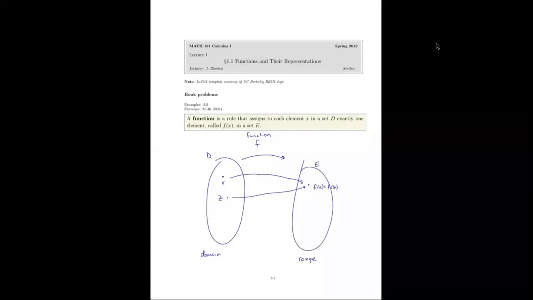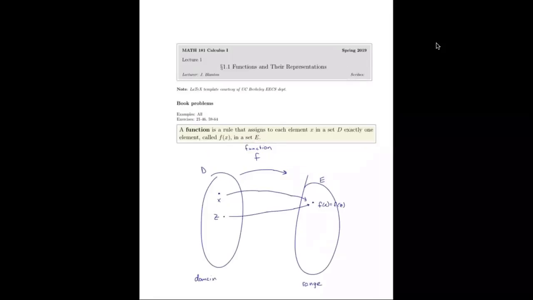So the very first thing to remember is what a function is. A function is a rule that assigns to each element x in a set D exactly one element called f of x in a set E. Now these sets D and E will later become known as the domain and range of the function f. So it maps from its domain into its range. That's what this arrow here indicates.